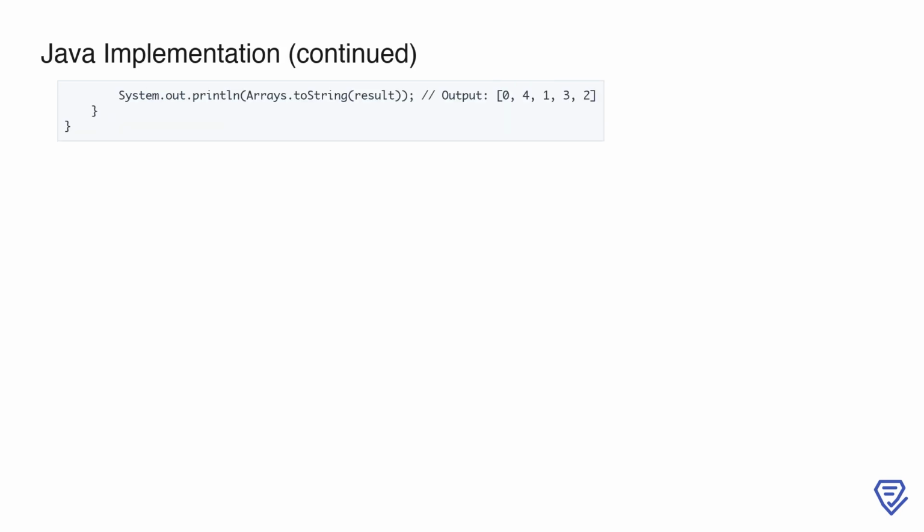In the main method, we demonstrate how to use the createTargetArray method. We define two example arrays, nums and index. The nums array contains the values 0, 1, 2, 3, 4, and the index array specifies the positions 0, 1, 2, 2, 1. By passing these arrays into our method, we get the resulting target array. When printed, the output is 0, 4, 1, 3, 2, which matches the problem's requirements.